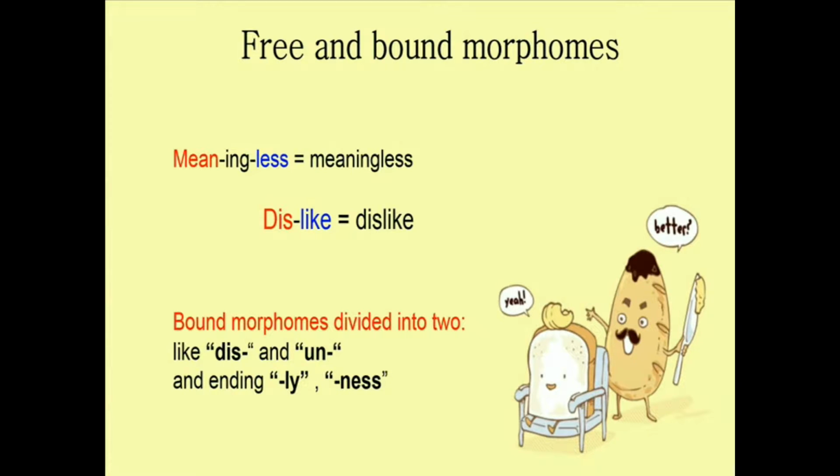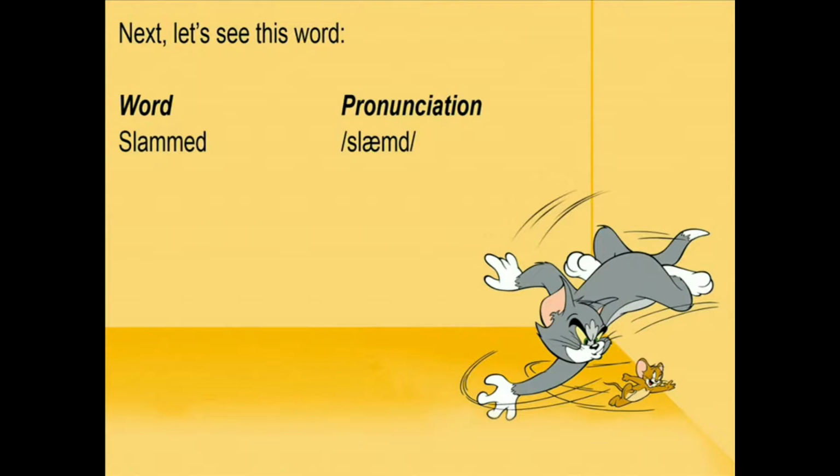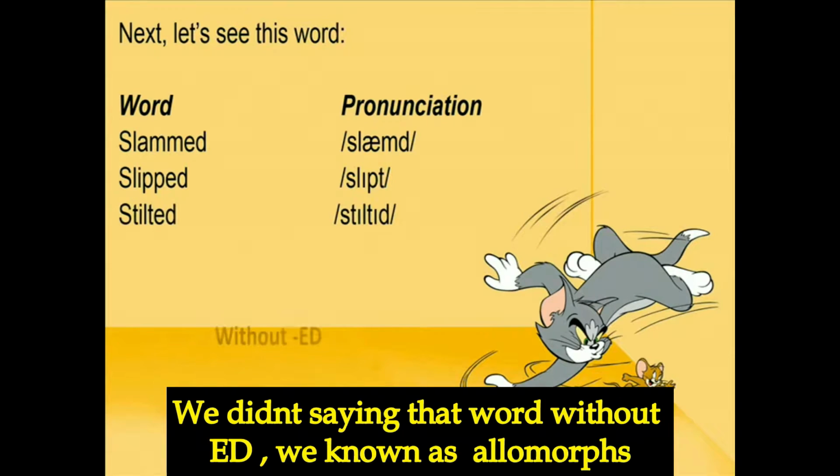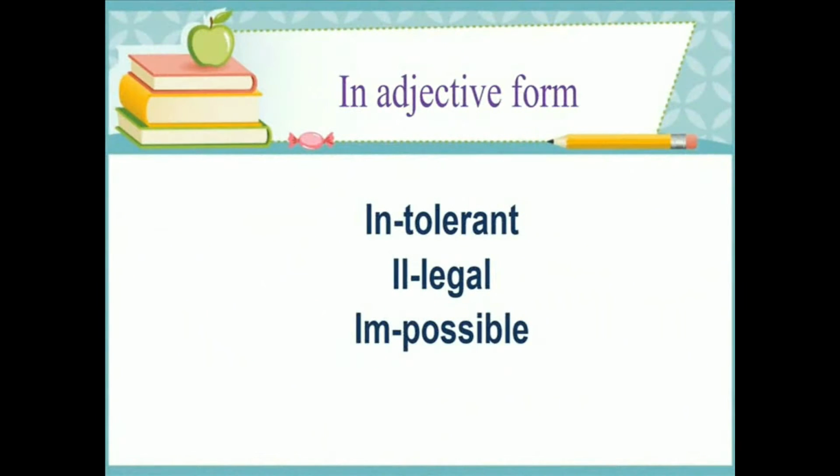Next, let's see this word. Sleep, slept, still. We don't say that word without ed. We know it as allomorph. In adjective forms like intolerant, illegal, impossible, so il, im can be called allomorph.